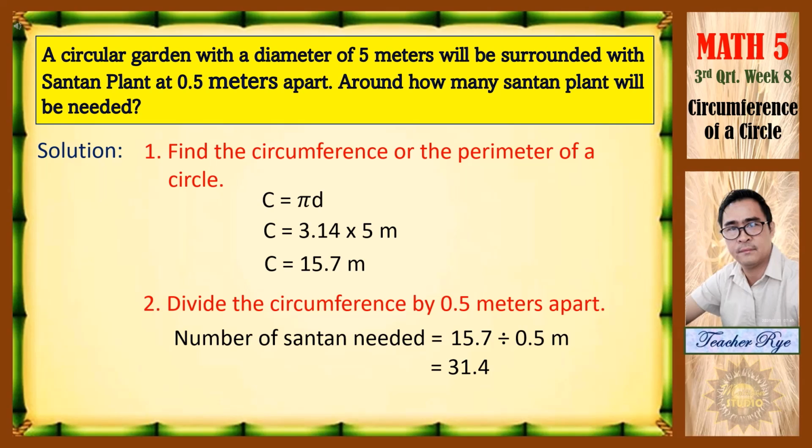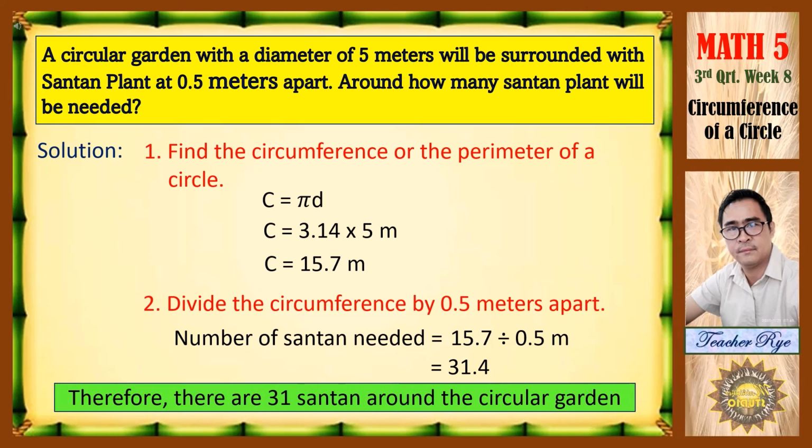At dahil ang tanong is around how many santan, ibig sabihin, or therefore, there are 31 santan around the circular garden. So, 31 lang na santan ang kailangan para sa ating circular garden. Dahil wala naman tayong 0.4, di ba? So, kukunin lang natin, ang kakailanganin lang natin dito is 31 na santan. So, now, let us proceed to our next problem.